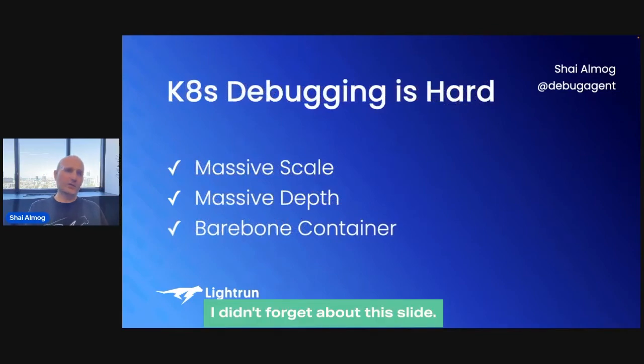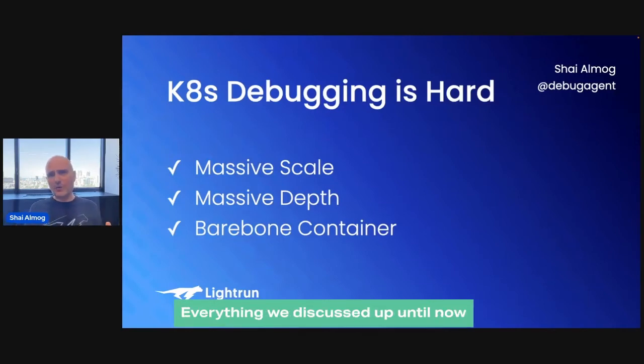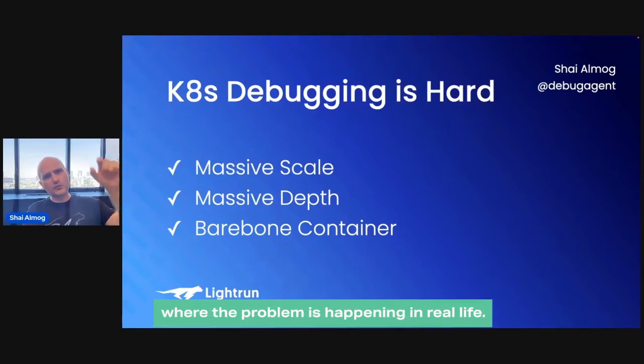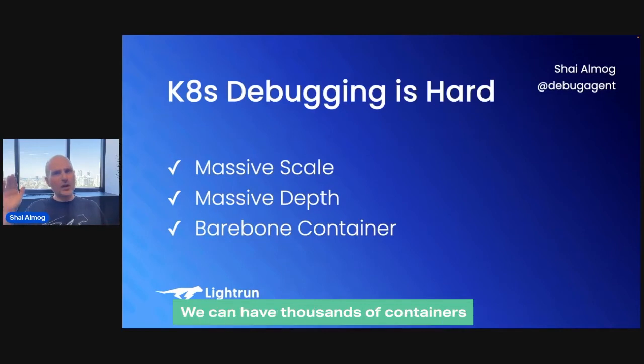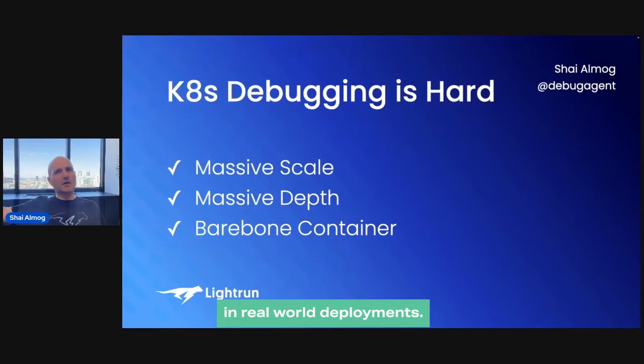I didn't forget about this slide. This is an even more important aspect. Everything we discussed up until now assumed we know the exact container where the problem is happening. In real life, this is rarely the case. We can have thousands of containers in real-world deployments. How do you debug something like that?